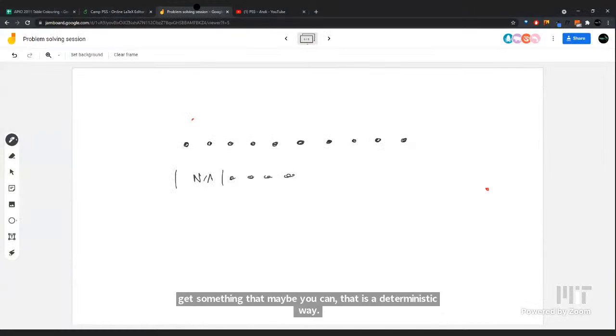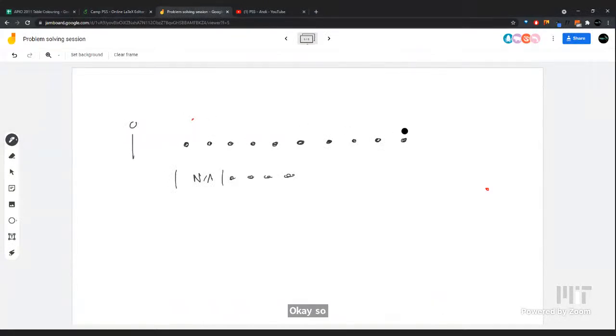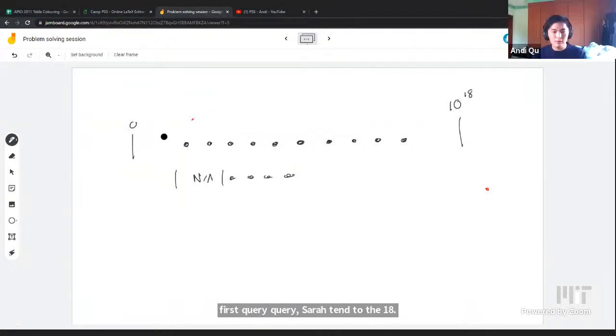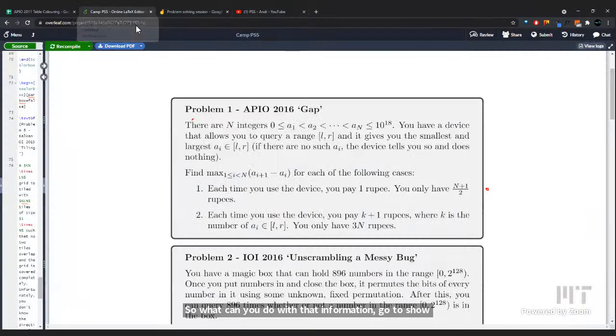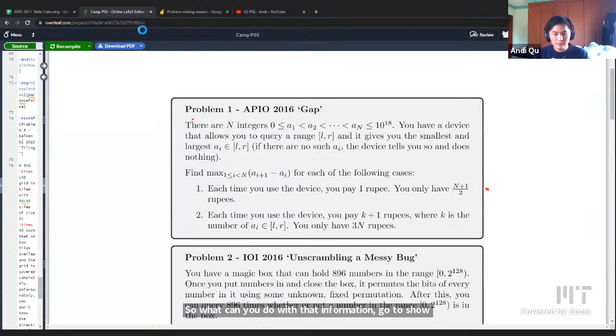Okay, so basically, I'll give you a hint. The first query, you query 0 and 10 to the 18, because you know that all of them are in this range, right? So if you query this, you get the smallest and the largest. So what can you do with that information? Could you show that screen once? No, that question screen. Okay.